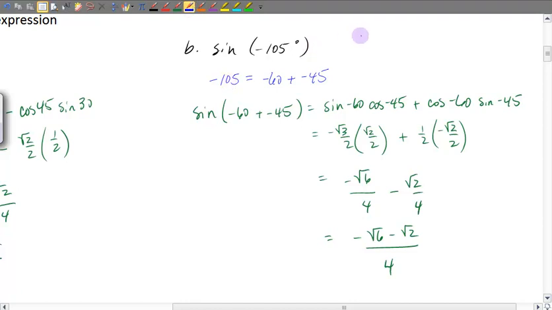Maybe you said that negative 105 could also be equal to a positive 255, and you chose angles that added together to give you 255. Maybe you chose 225 plus 30. Maybe you chose 210 plus 45. I don't know. As long as you're choosing measurements off the unit circle that either add or subtract to give you your original angle value.